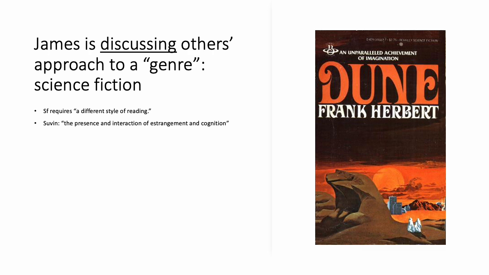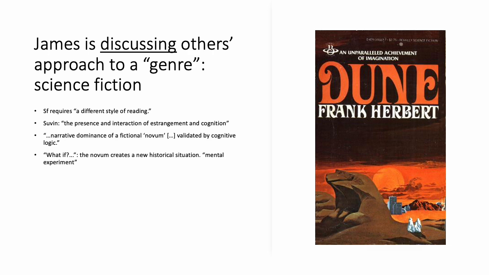He does rehearse Suvin's definition that science fiction is determined by the presence and interaction of estrangement and cognition. Also, the narrative dominant of the novum, validated by cognitive logic. The author asks a what-if situation, and by including the novum, he creates a new historical situation, a kind of thought experiment. And it's wonderful the way he expresses it, that science fiction is about the history that we can never know. So it's the alternative histories.